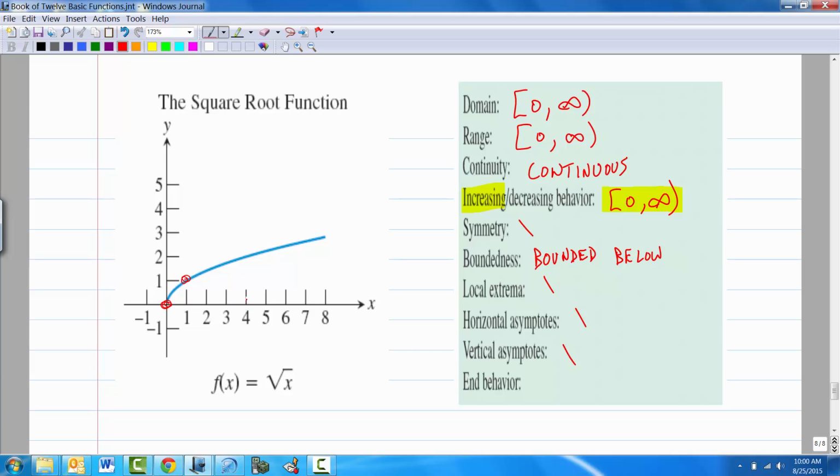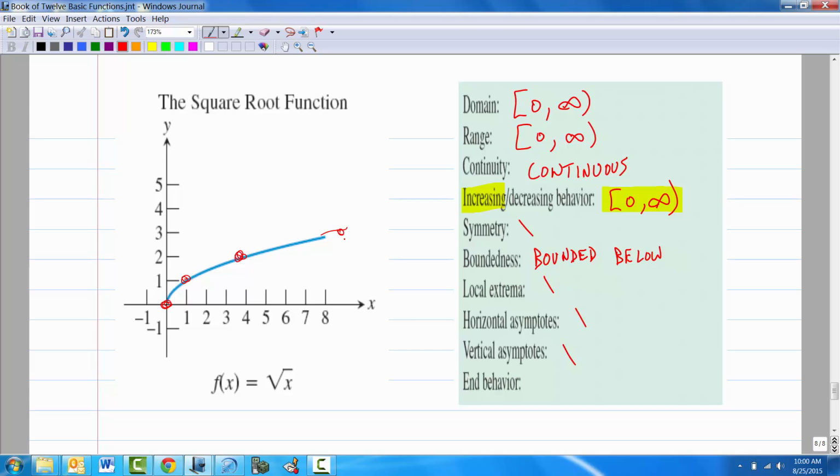What's the square root of 4? 2. What's the square root of 9? 3. So this is the picture. That's what graphs are. And of course, I can plug in decimals and take the square root of decimals. All right, so that's the picture we should have got.